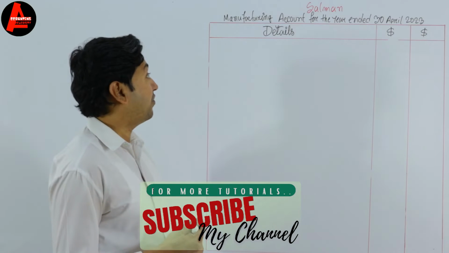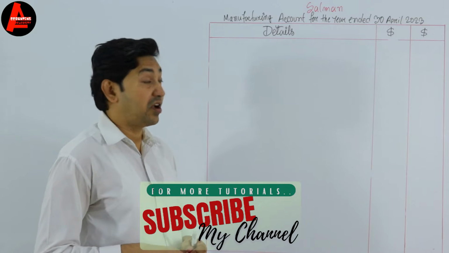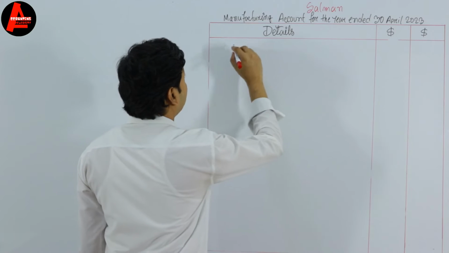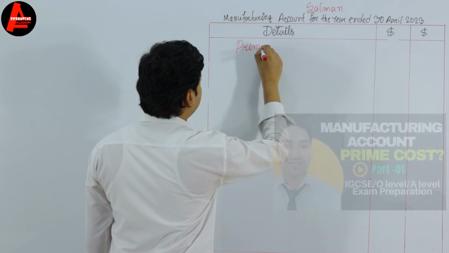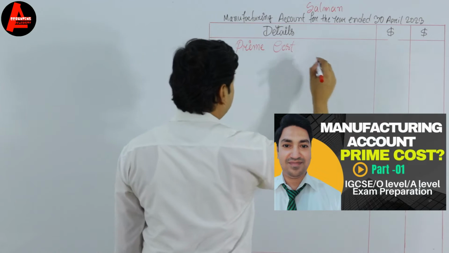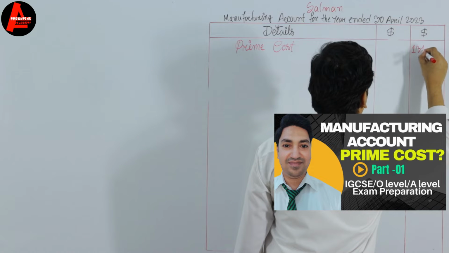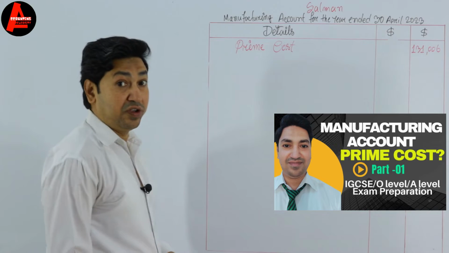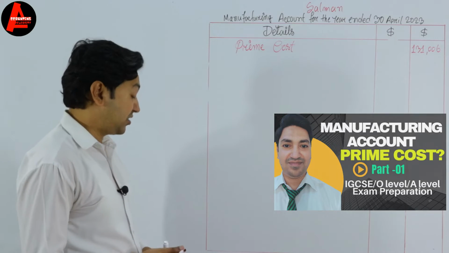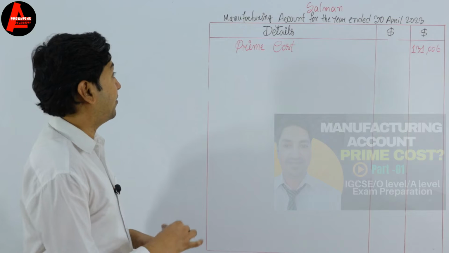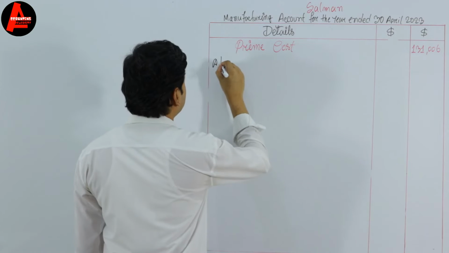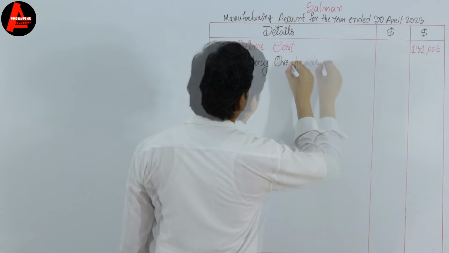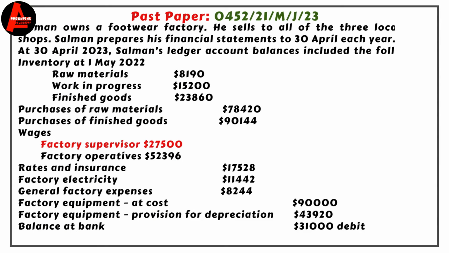So here we have prime cost, okay? So first of all we will write prime cost, okay? We calculated in the last tutorial. So let us write here prime cost. We calculated $131,006, okay? Good. Now we will write factory overheads, okay? So let us write here add factory overheads, okay? So here we have factory overheads.